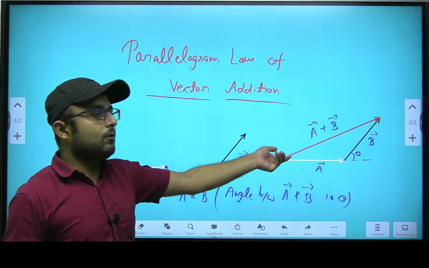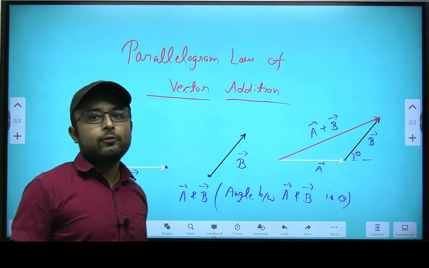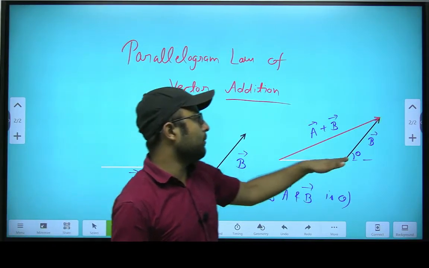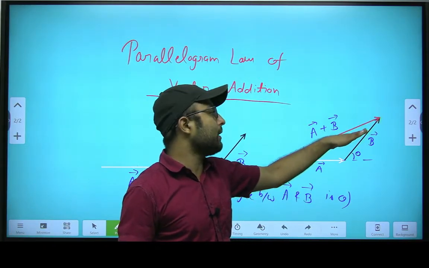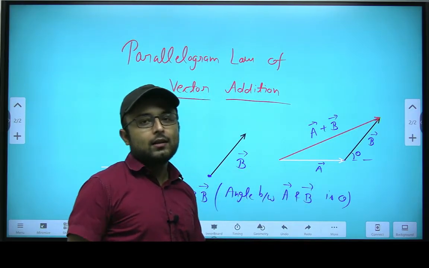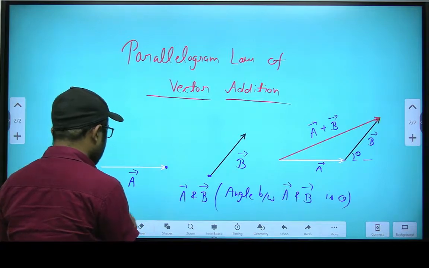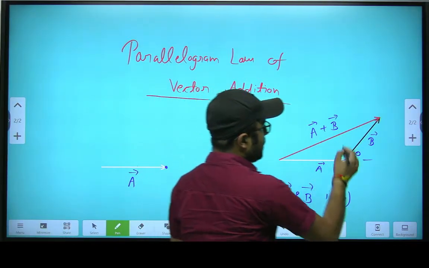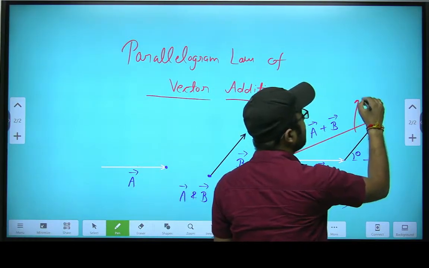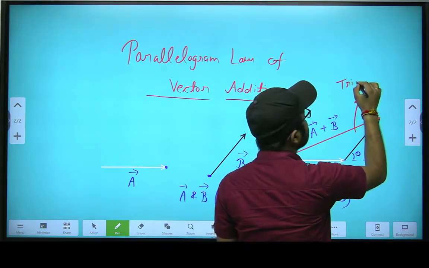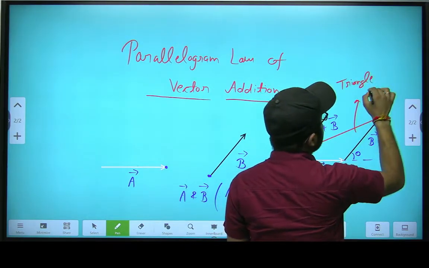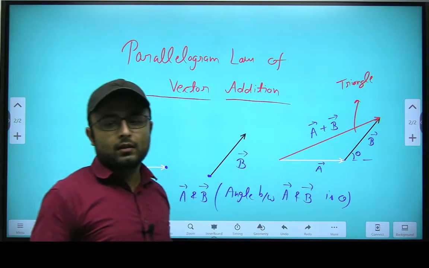This law is known as the polygon law of vector addition because adding two vectors forms a triangle. That's why we give it one more name, the triangular law of vector addition. Because it forms a polygon named triangle, it is known as the triangular law of vector addition.